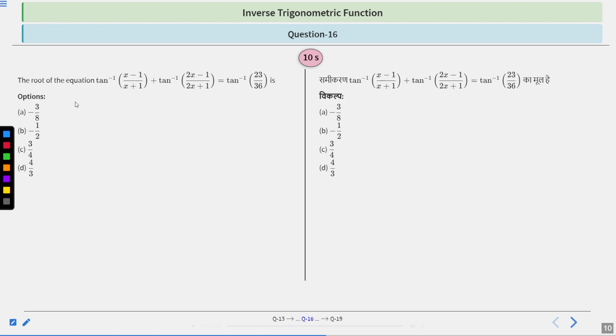Now, by seeing the question, you can easily observe that we have to apply the formula of tan inverse a plus tan inverse b, which is equal to tan inverse (a plus b upon 1 minus ab), right? And after applying this formula, you can compare the left hand side and right hand side to get the required value of x, right? So in this way, we can try to approach this question. You have 10 seconds to solve or think about this question. After 10 seconds, we can discuss the solution, right?